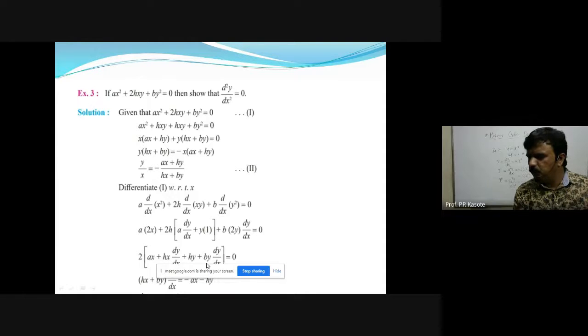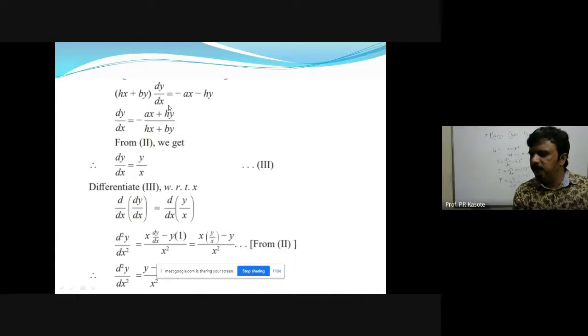And among these two terms, we'll take dy by dx common. So (hx plus by) into dy by dx is equal to minus ax minus hy. मतलब dy by dx कॉमन लेने के बाद हमें ब्रैकेट के अंदर क्या मिला? hx plus by is equal to minus ax minus hy.